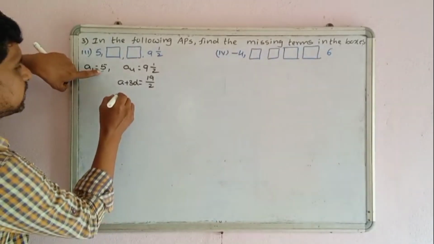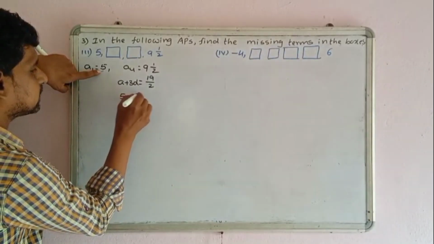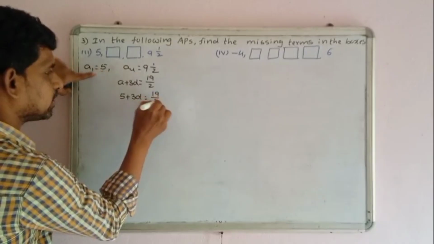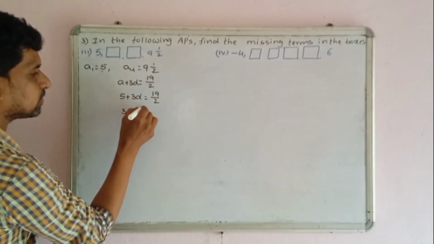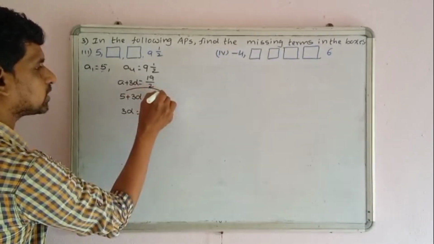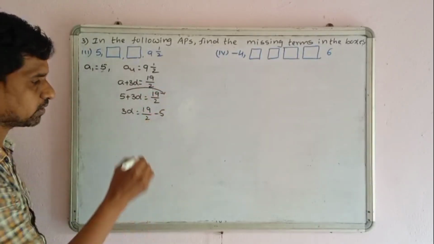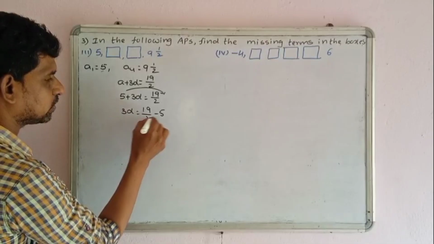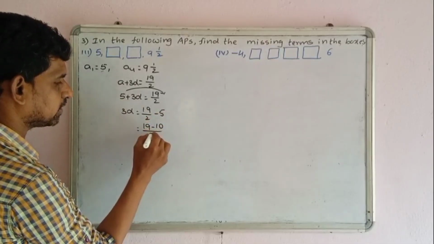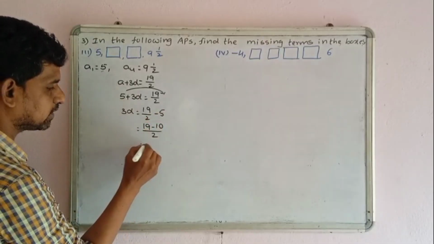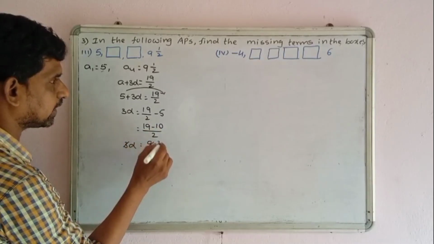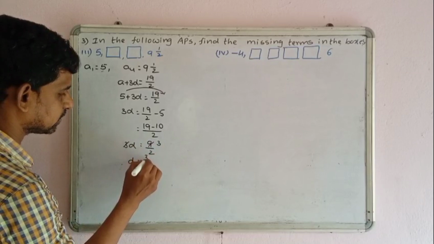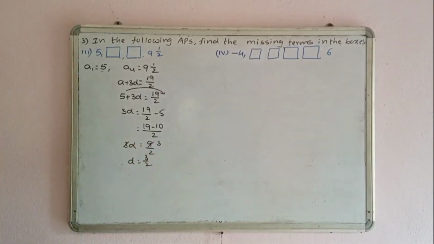The value of A is 5. 5 plus 3D equals 19 by 2. Okay. So 3D equals 19 by 2, 5 transpose to right side minus 5. So that equals 19, 2 5s are 10, by 2. 19 minus 10 is 9 by 2. What is this? 3D. So D, 3 times. Therefore D equals 3 by 2. Now we will find A2 and A3.